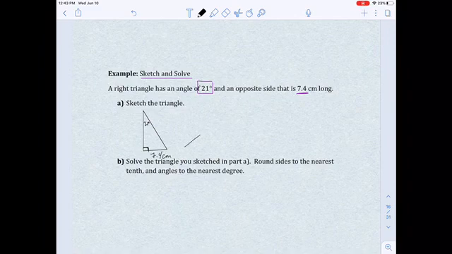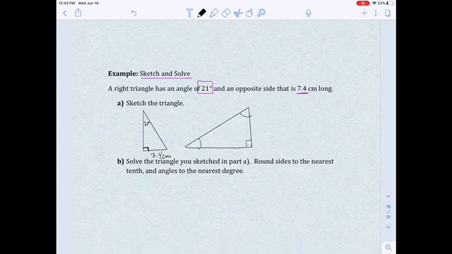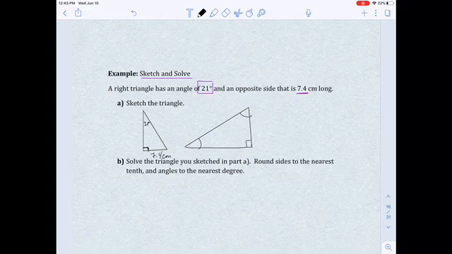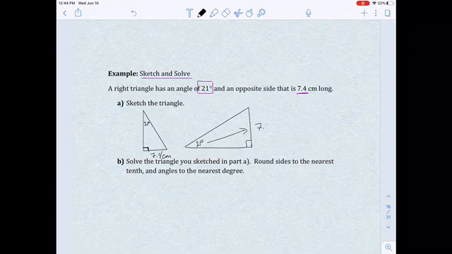I could have drawn it like this. If it's a right angle triangle, I know that there's a right angle somewhere. So here would be my right angle. One of the other angles would be my 21 degrees. So I'm going to choose the smaller one. Okay. And the opposite side length is 7.4. Okay. So I need to be able to draw that triangle. Draw a right angle triangle, choose one of the smaller angles to be the 21 degree. Okay. And then if this is 21, it says solve the triangle you sketched in part A.